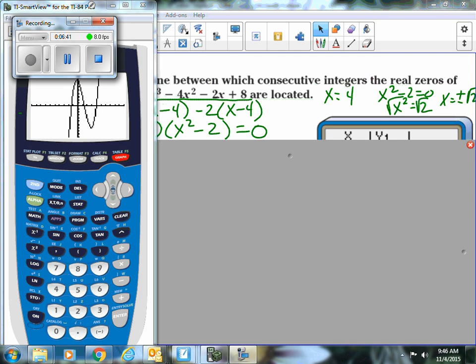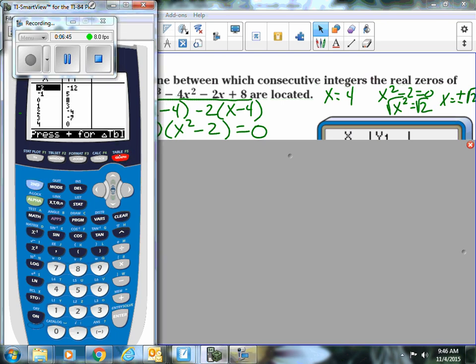But what I really want you to look at is the table. So can everybody go to your table here? So second graph to your table. Make sure you can see negative 2 all the way up to 4. So I want you to be able to see all of that. So go to your table and make sure you can see that.